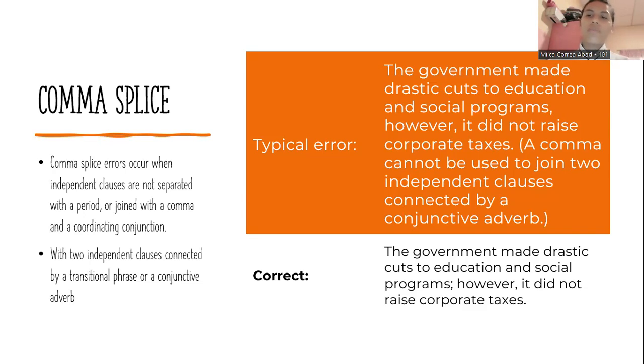So a comma cannot be used to join two independent clauses connected by a conjunctive adverb. So the correct way to say this would be, "The government made drastic cuts to education and social programs; however, it did not raise corporate taxes." We have to be careful whenever we write those sentences, because we have to use the appropriate signs to make it easy to understand as well.